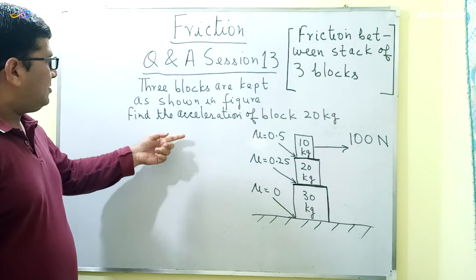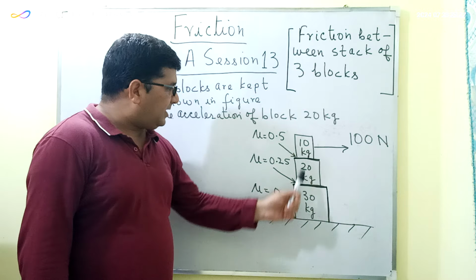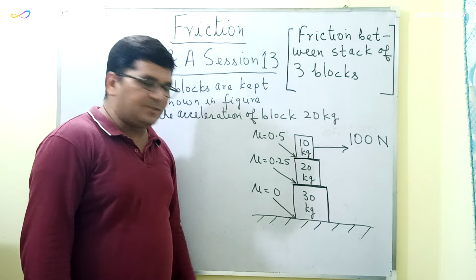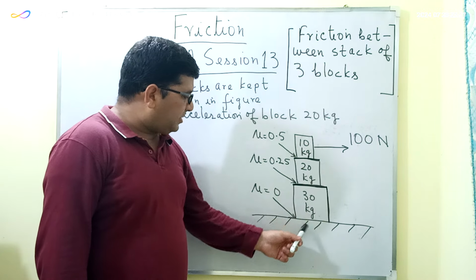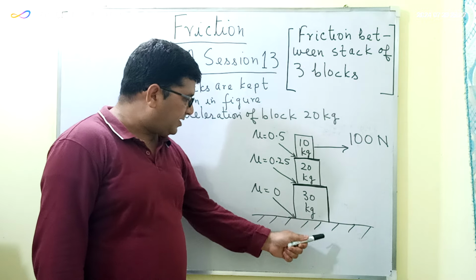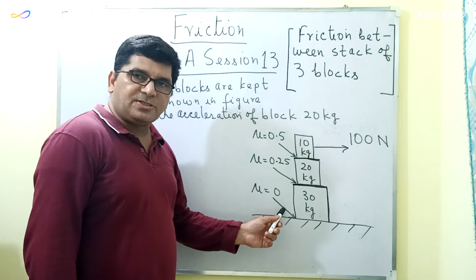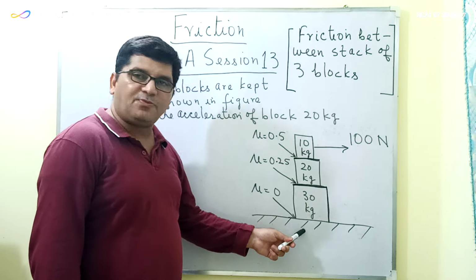The question for this session is written here on this board, and this is the figure which was provided along with this question. So in this figure we can see that there are 3 blocks which are lying one over the other. This 30 kg block is resting on a horizontal surface whose coefficient of friction is 0, means this is a frictionless surface. This 20 kg block is lying over this 30 kg block, and this 10 kg block is lying over this 20 kg block.